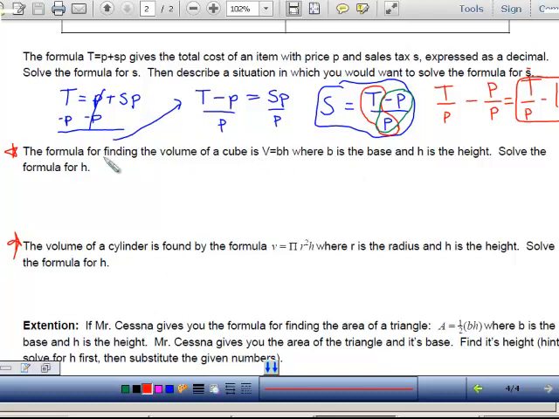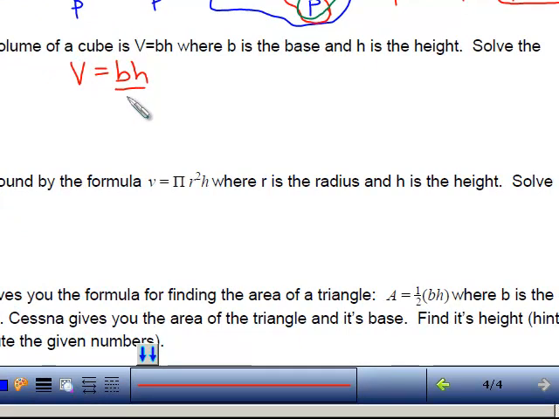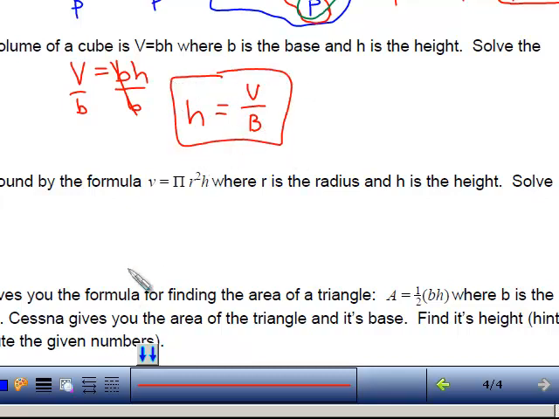Okay, so for this next one, the formula for the volume of a cube is known as V equals B times H, where B is the base and H is the height. We need to solve for H, the height. Well, here's the H. We need to isolate the H. So the H is being multiplied by B, the base. How do we get rid of the base? We divide by B. The final answer here then is H equals V divided by B. And that's the answer to the first one.